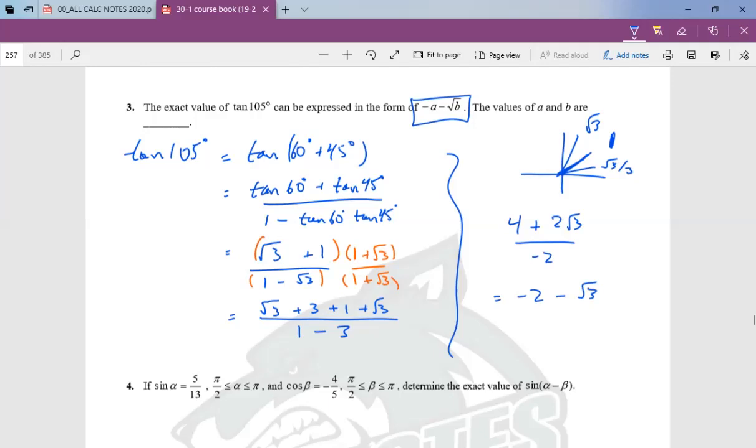Therefore, a equals, be careful, a is not -2. If it's in this form, and it does look like that, minus a minus √b. And so therefore a is +2 because it's -2. And then b equals.